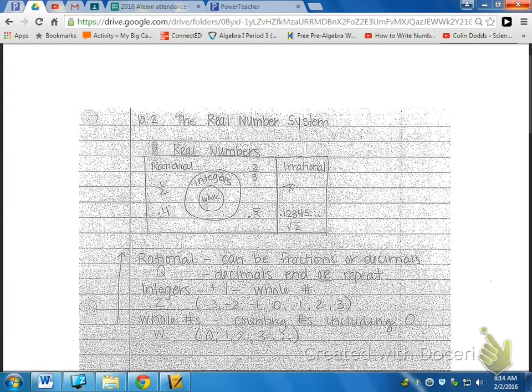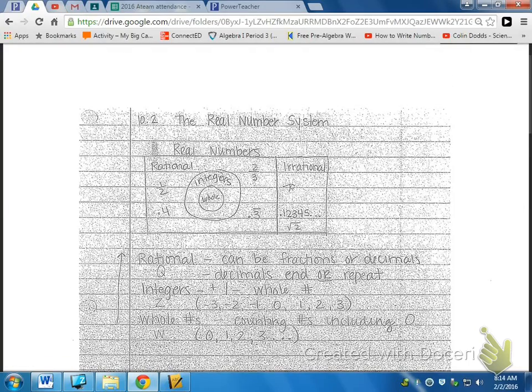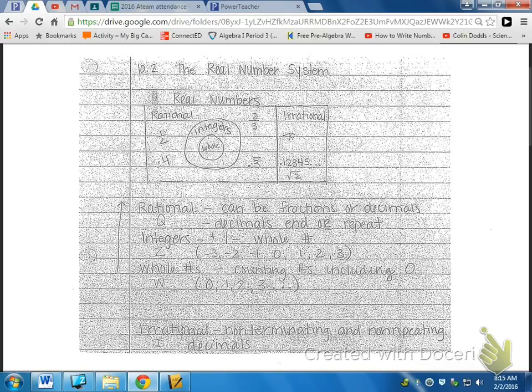Lesson 10-2, the real number system. We are talking about sets of numbers, and pretty much most of the time, all the things that we've dealt with are rational numbers, but we've also most recently introduced irrational numbers, especially the most famous irrational number, which is pi. So the goal today is for you to understand the difference between rational and irrational.